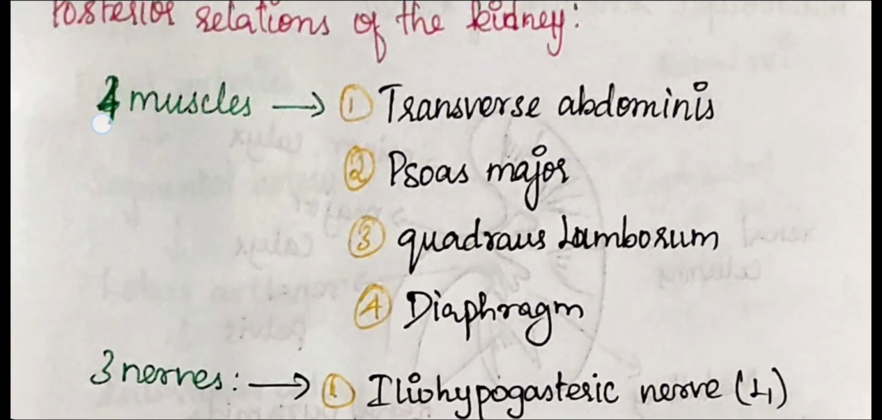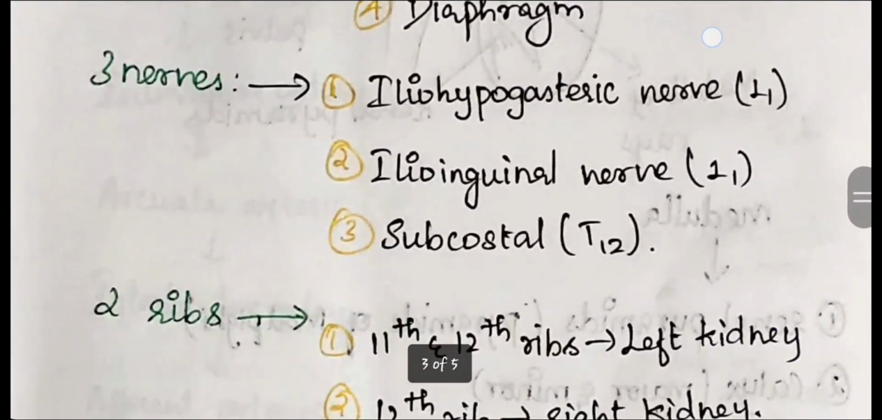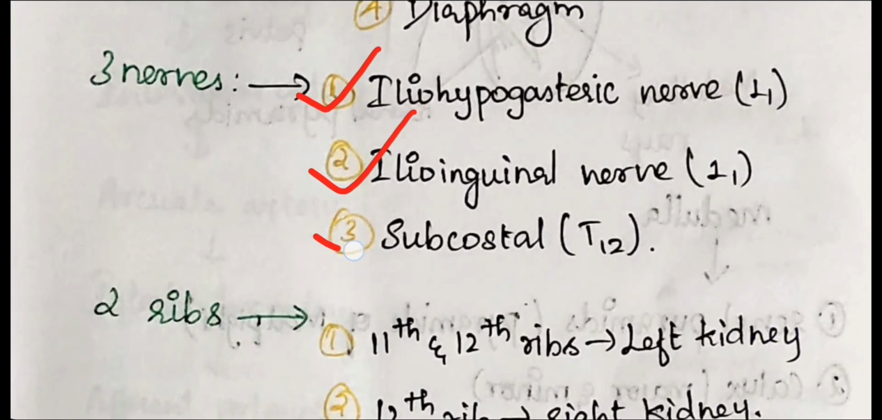So there are four muscles presented: transverse abdominis, psoas major, quadratus lumborum, and diaphragm. All these four muscles are related to the kidney. And three nerves: iliohypogastric nerve, ilioinguinal nerve, subcostal nerve. L1 and T12 is the subcostal nerve.